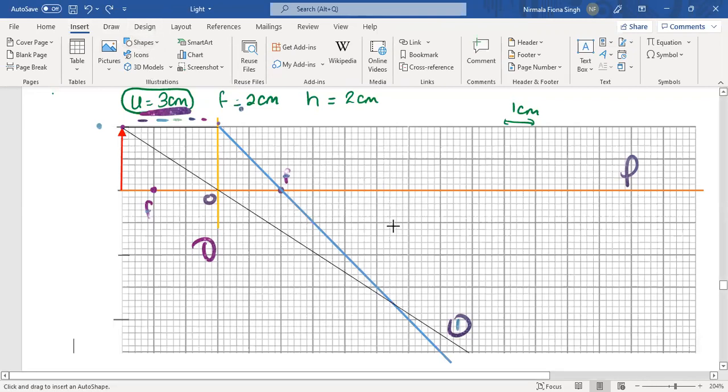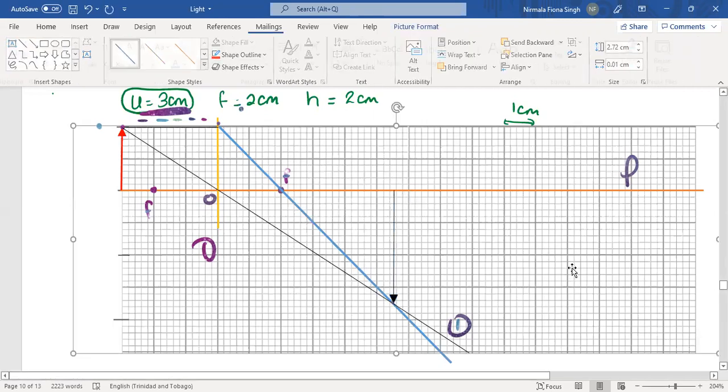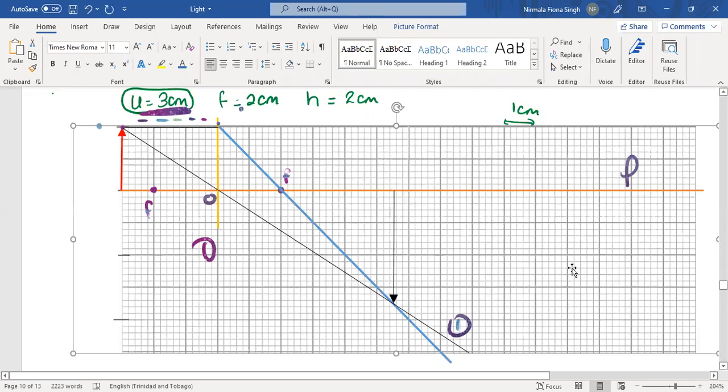Where is it written right in the middle? All right, so that is where our image will be. Now we want to take measurements of this image. How do we take measurements of the image?